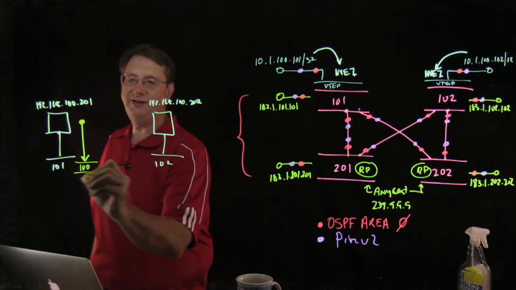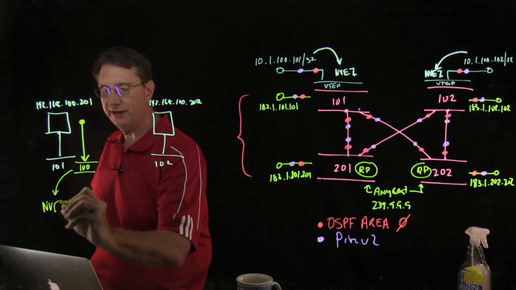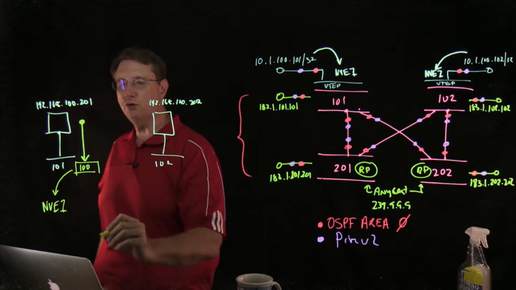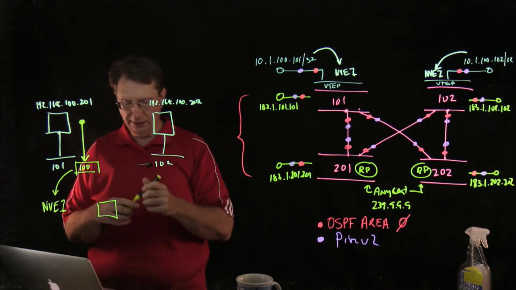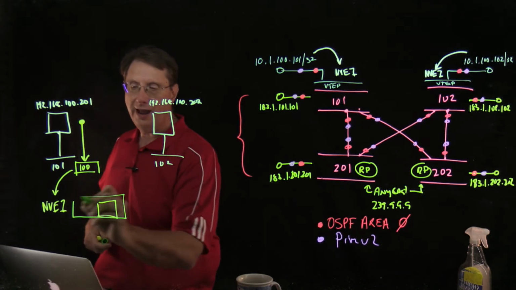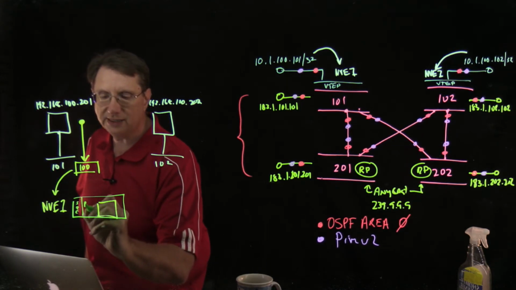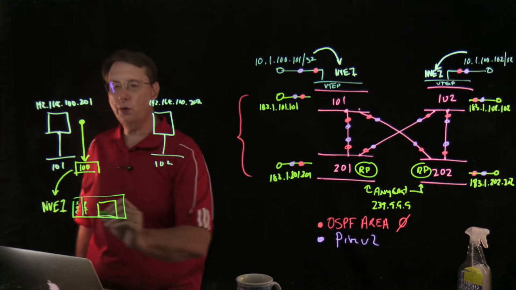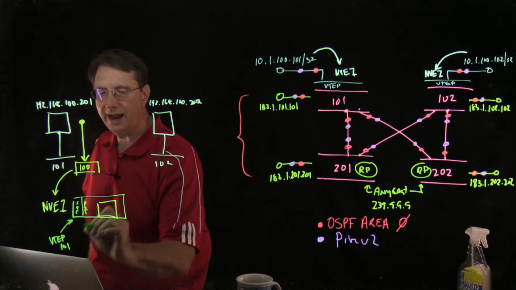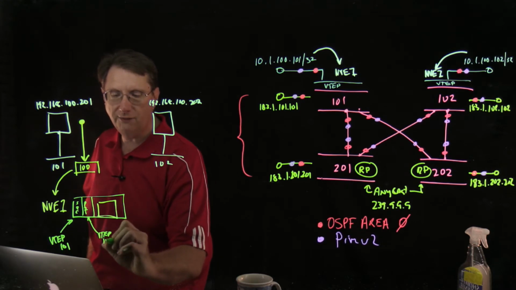Since it is actually in VLAN 10, what ends up happening is it gets passed to the NVE interface, NVE1. Then that original frame is taken and re-encapsulated into a VXLAN header, and that VXLAN header has its own source and destination addresses. The source is the VTEP of 101, and the destination is the VTEP of 102.